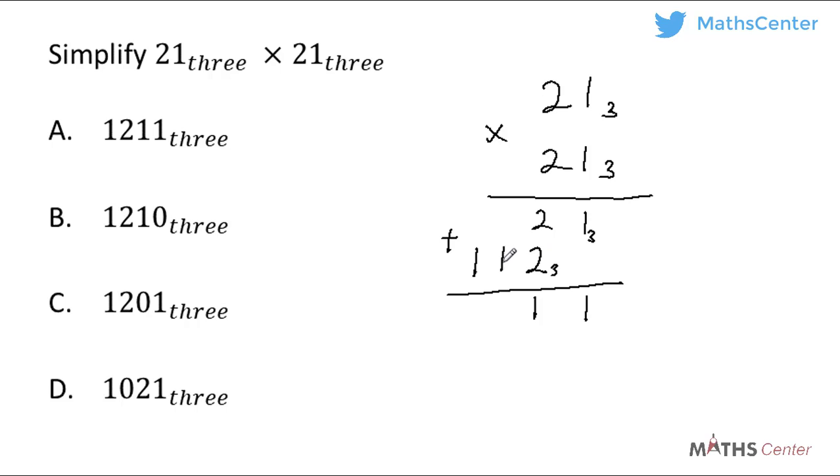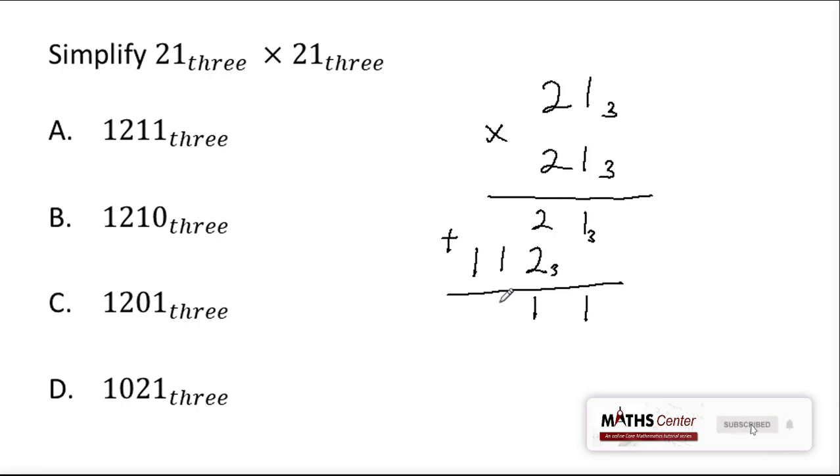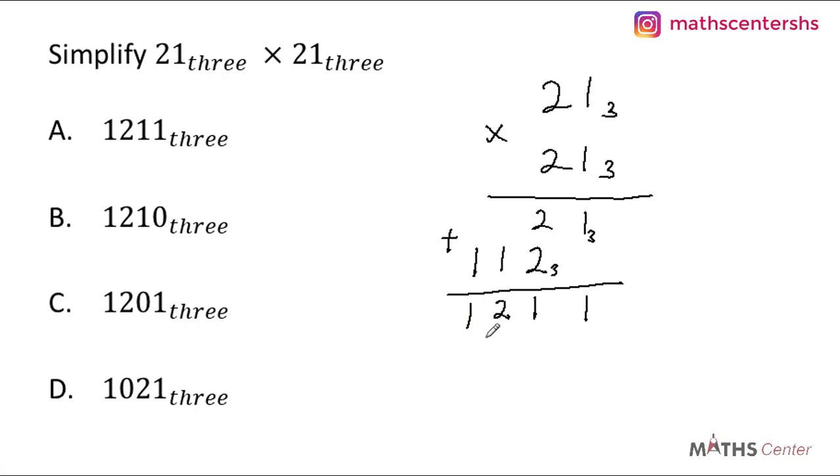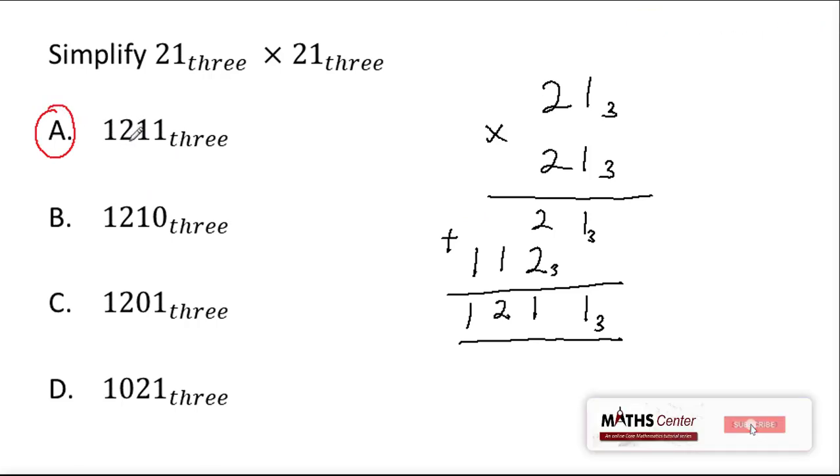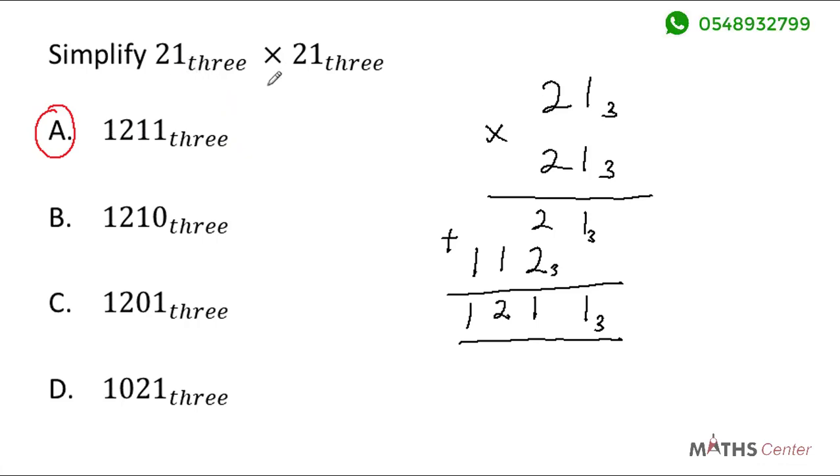But we already have 1 here. So you have 1 plus 1. 1 plus 1 will give us 2. 2 in base 3 is 2. We have 1 here, and so we are going to have 1. Our answer is in base 3. When we check through the options we have, the correct option is option A, 1 2 1 1 base 3. So when we multiply 2 1 base 3 by 2 1 base 3, we will have 1 2 1 1 base 3.